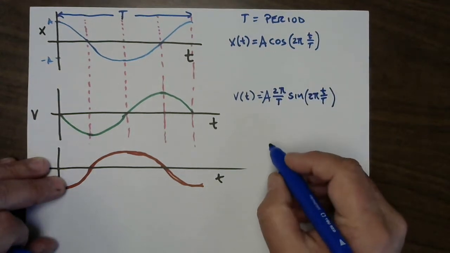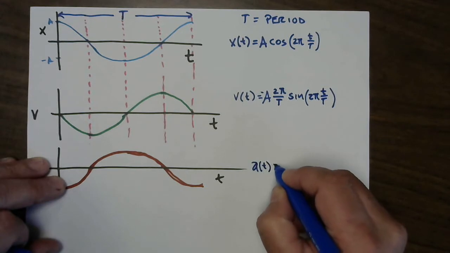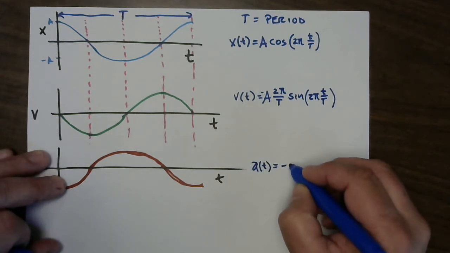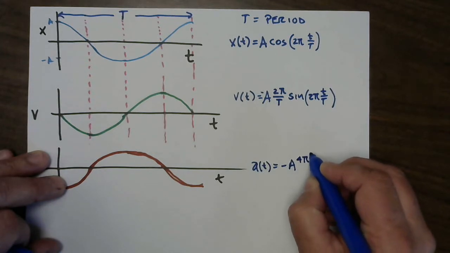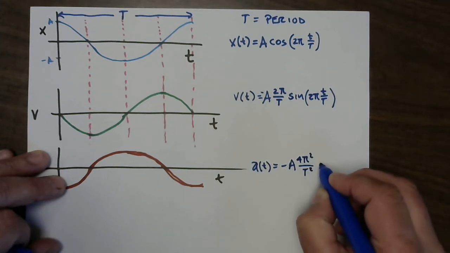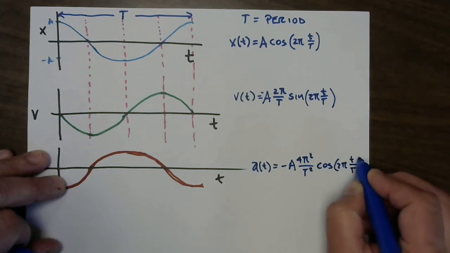Take the derivative again, and we're going to have a as a function of t, and it's going to have a minus sign. It's going to have an A, and then it's going to have another factor, so that's going to be 4 pi squared over T squared, and cosine 2 pi t over T.